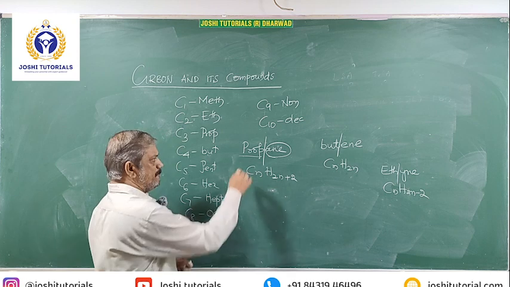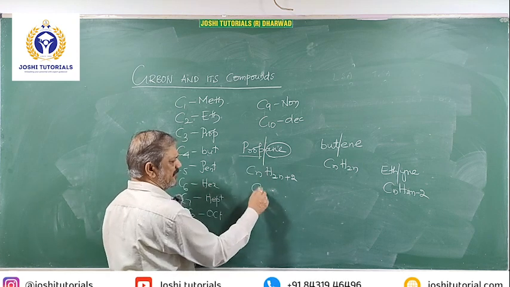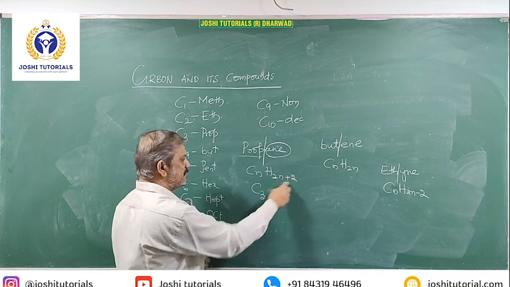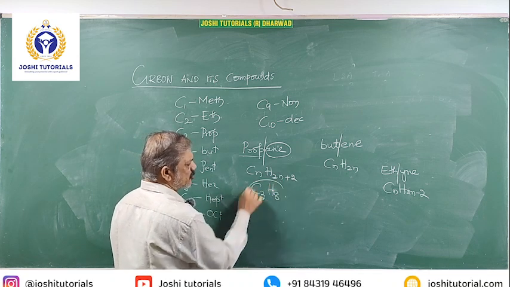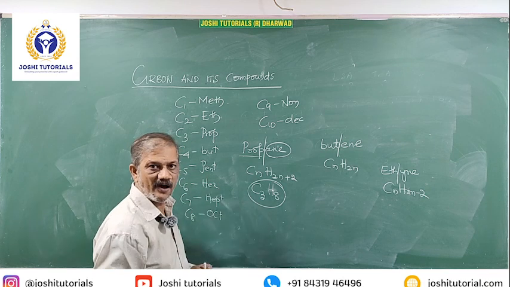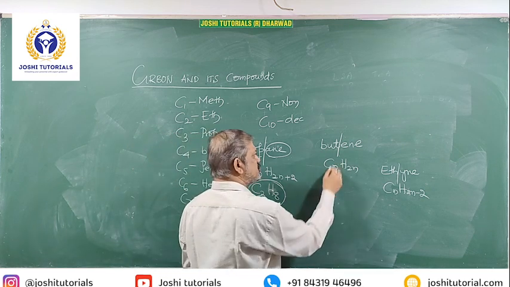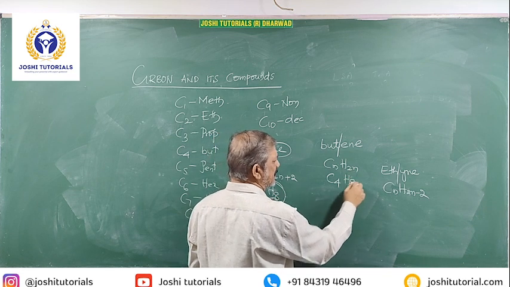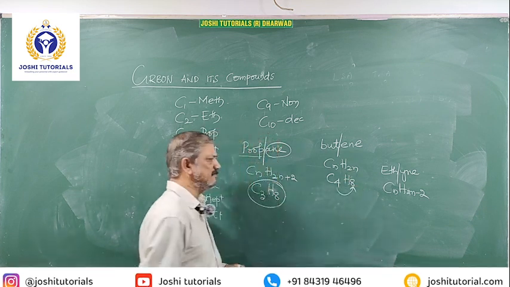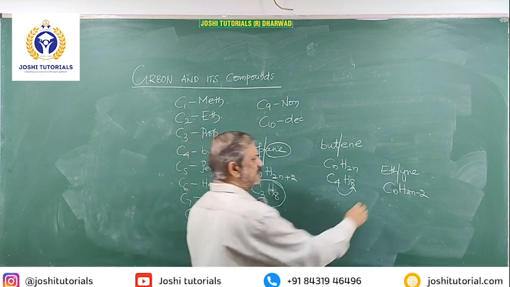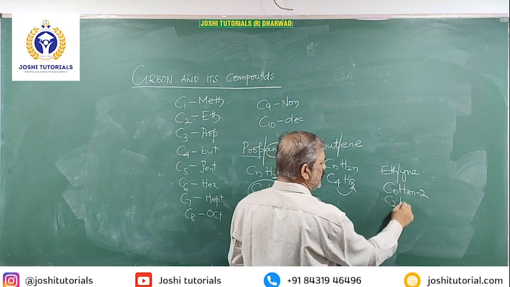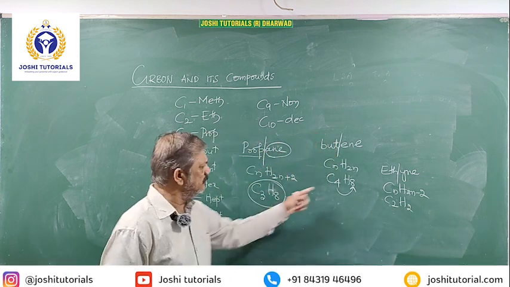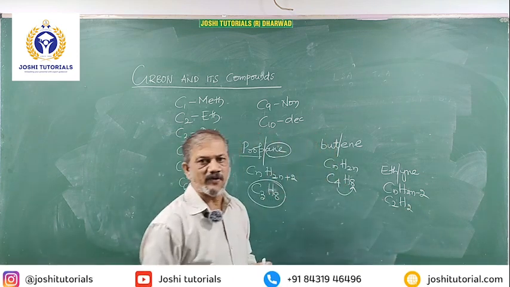So, prop, you put here 3. Prop means 3. 2 threes are 6, plus 2, 8. Over. It is called the molecular formula. And but means 4. 2 fours are 8. Eth is 2. 2 twos are 4, minus 2 is 2. All these indicate the molecular formula.